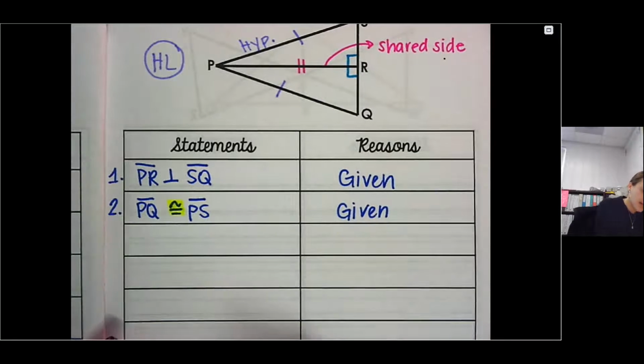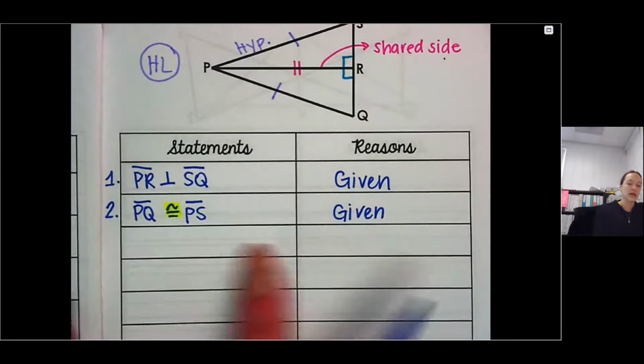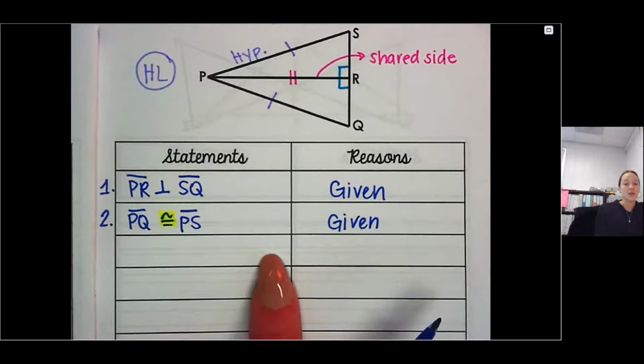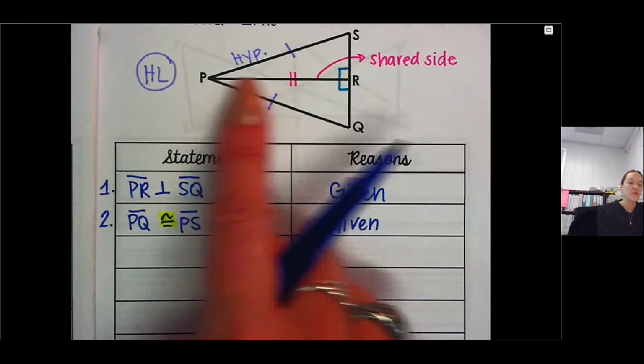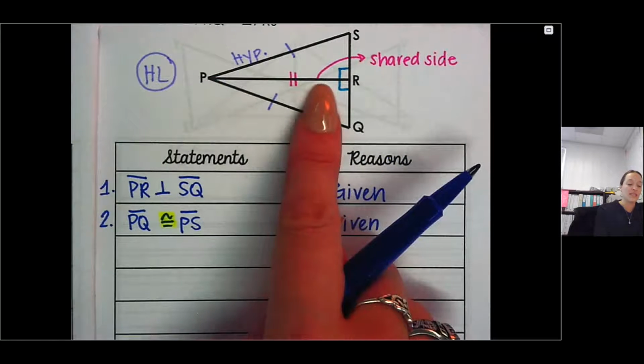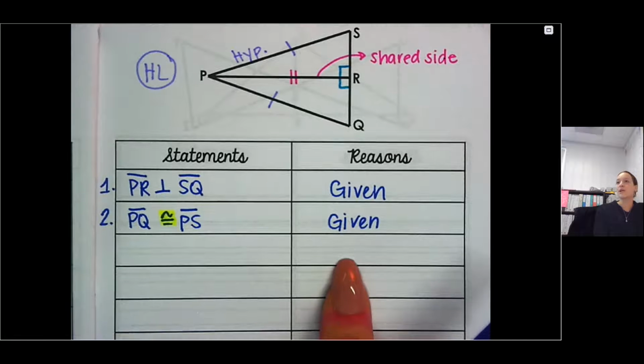The shared side. Okay, so I need to write a sentence about the shared side. What would my statement be? PR is congruent to PR. It's congruent to itself, the shared side. And what is that reason for the shared side? Reflexive property.